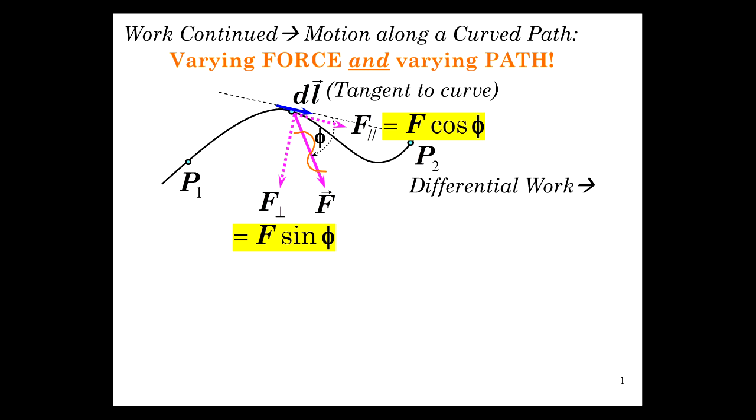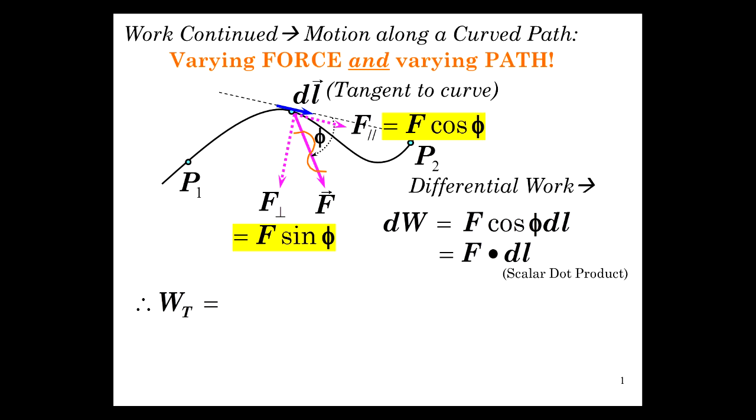The differential work, the work done over that differential interval, dW, is simply the product of those two things, F cosine of phi, sorry, the part of the force in the same direction as the path. So that's F cosine of phi dl. That should look familiar. That's F dot dl. It's a scalar dot product.